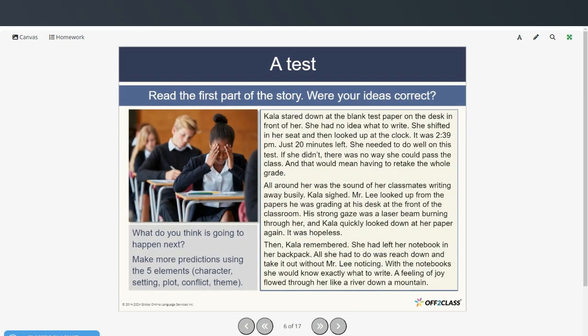All right, so we're going to read the first part of this story, and then you'll determine whether the predictions that you made on the last slide were correct. You can either pause the video and read this on your own, or you can follow along as I read.